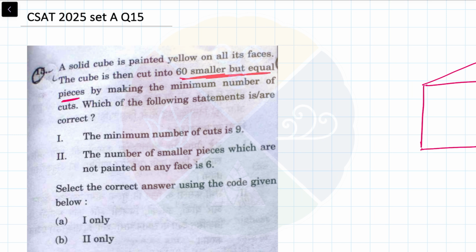Here is the confusion which is happening. You will think that shouldn't this be a cube, like 8 cube, 64, something like that. 4 cube is 64, right? But this is not a cube value. Why? Because the question never says that they are cutting into smaller cubes. They are saying that the cube is cut into 60 smaller but equal pieces. The pieces should be similar or equal. That doesn't mean that they should be cubes.